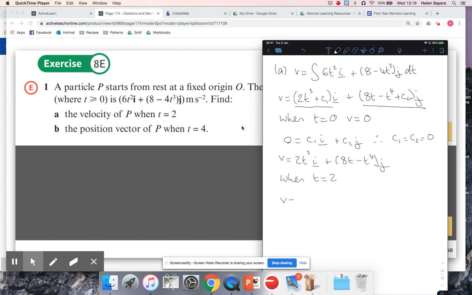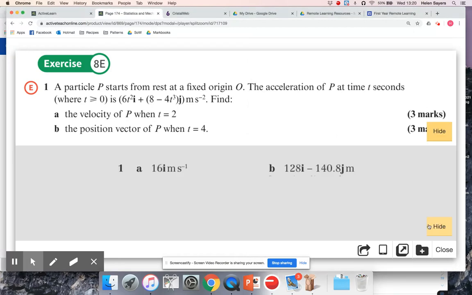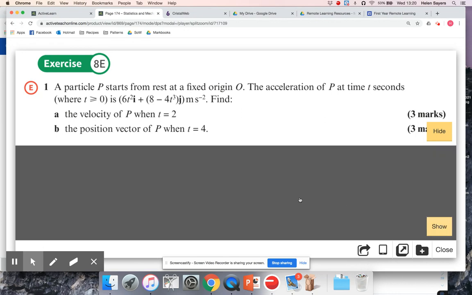So when t is 2, the velocity is going to be, so 2 cubed is 8, times 2 is 16, and the j component is going to be 16 minus 16. Okay, so j component is 0, so 16i meters per second. Let's just check that. Yeah, we're good.